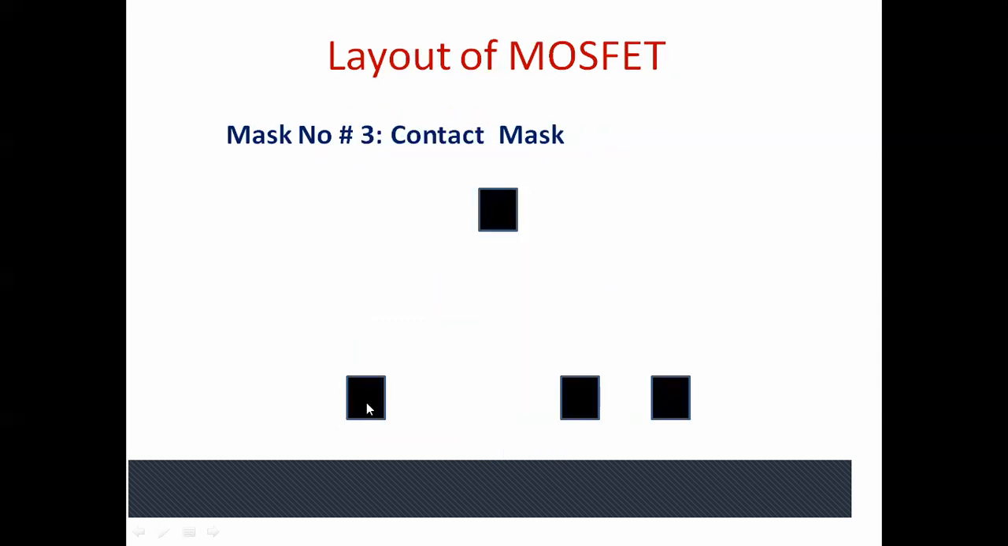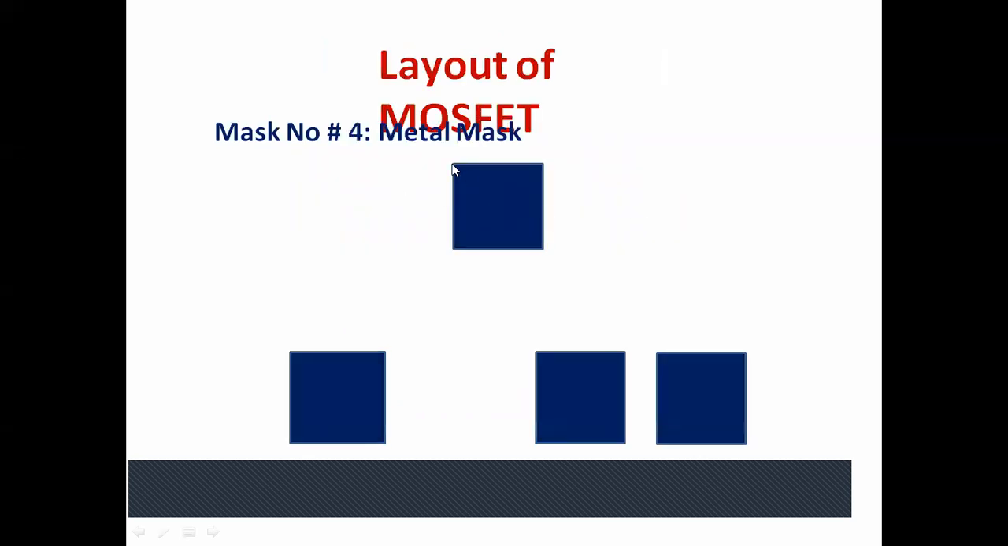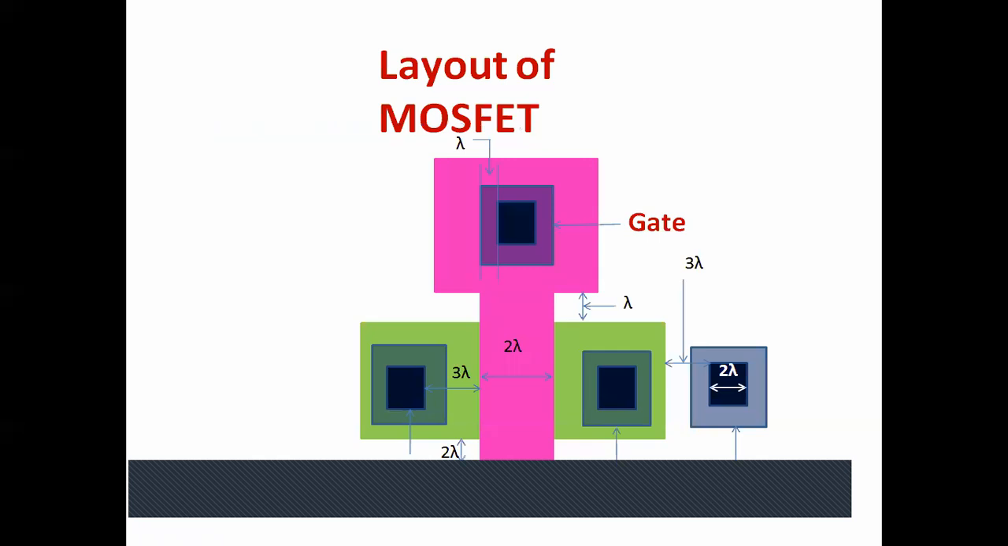Then this is the contact mask. What should be the minimum size? 2 lambda, 2 lambda. Then what should be the separation here? It has to be 2 lambda. This is the gate contact. Then metal. The metal should cover that contact. From each side there has to be 1 lambda. So the metal minimum size should be, no, it is 2 lambda and 1 lambda on each side, so 4 lambda by 4 lambda. The metal contact has to be 4 lambda by 4 lambda. Then only you can put that.